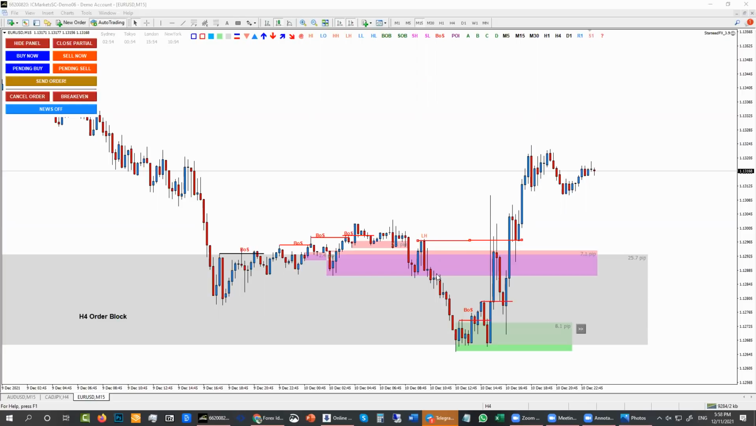Okay, I posted about New Zealand yen in Telegram, but now I cannot find it.